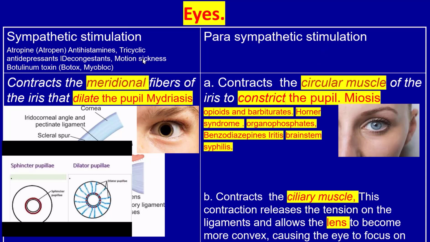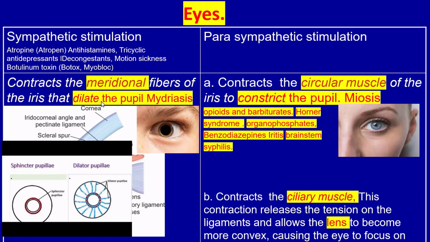In case of sympathetic stimulation, contraction of the radial fibers of the iris occurs, which causes dilatation of the pupil, which is called mydriasis. And when the parasympathetic nervous system is stimulated, it contracts the circular muscle of the iris to contract the pupil, and it is called miosis.